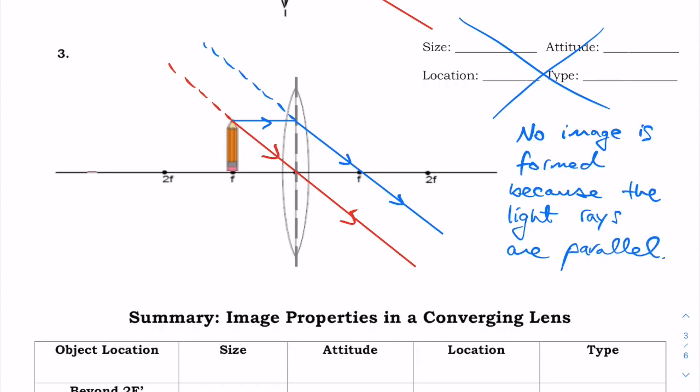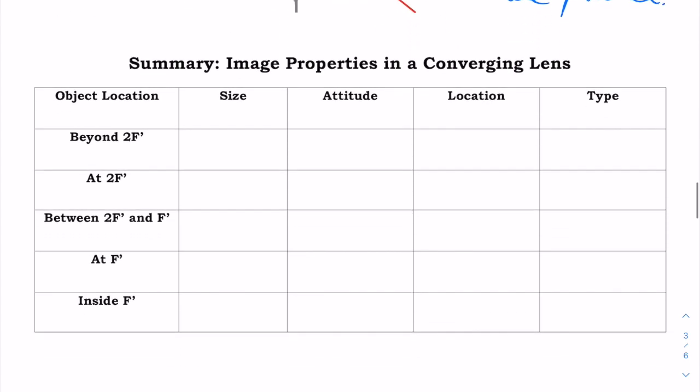All right, so now we're going to summarize. And we saw all of these cases when we were doing the examples. So let's get started with the object location. Anytime the object location is beyond 2f, the image will always be smaller, inverted, between f and 2f, and finally real.